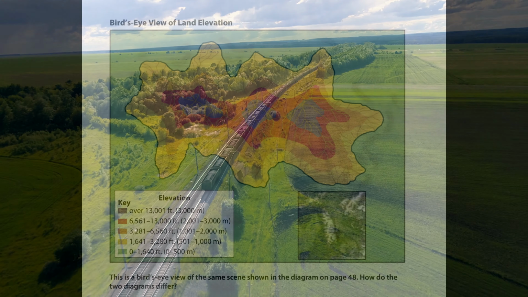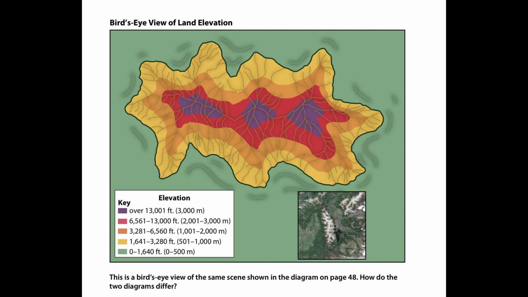You can learn a lot about the land by studying an elevation map. However, this kind of map has some limits. For example, look at the bird's eye diagram again. Notice that all three mountain peaks are purple. The purple means the peaks are over 13,000 feet high. One peak may be 13,000 feet high. Another may be 13,500 feet high. You cannot tell the difference between the two in this diagram.